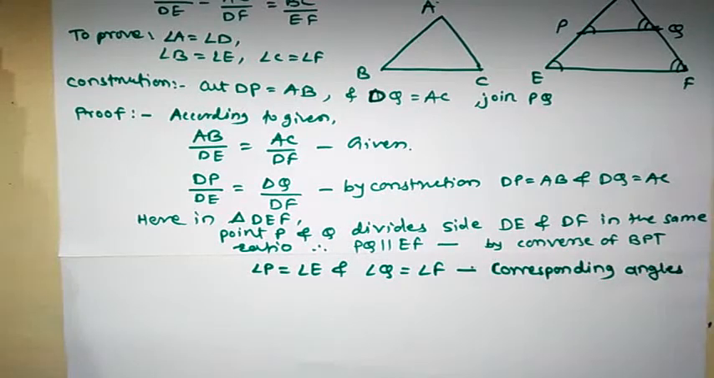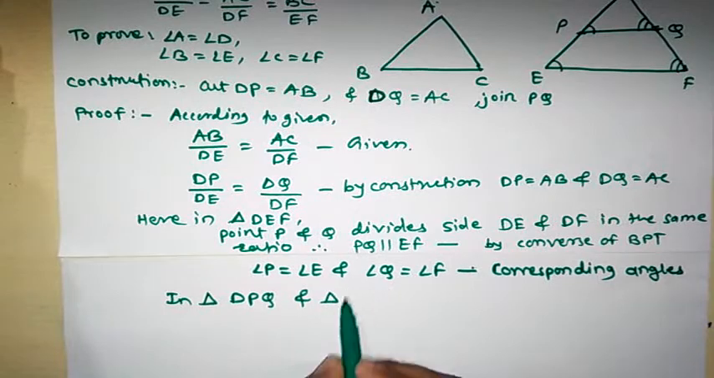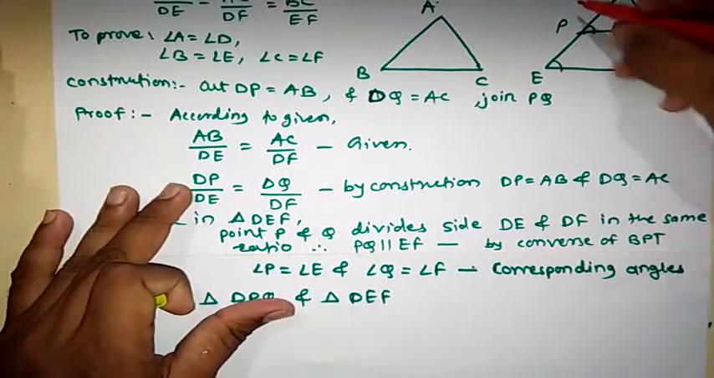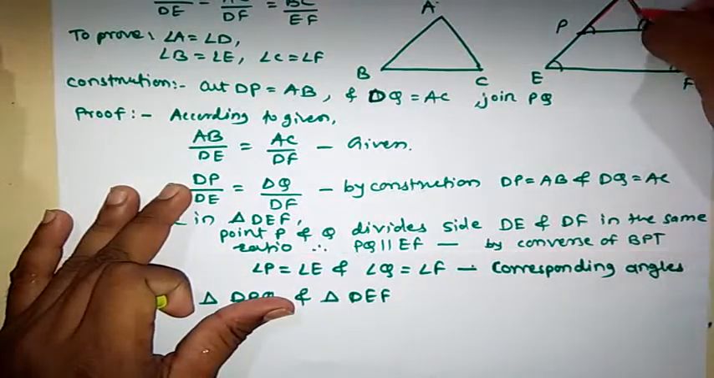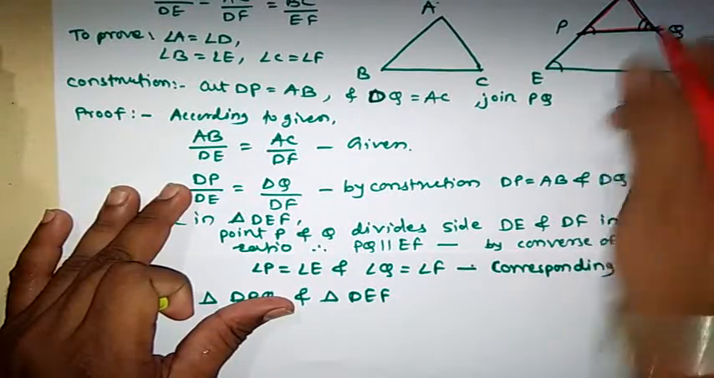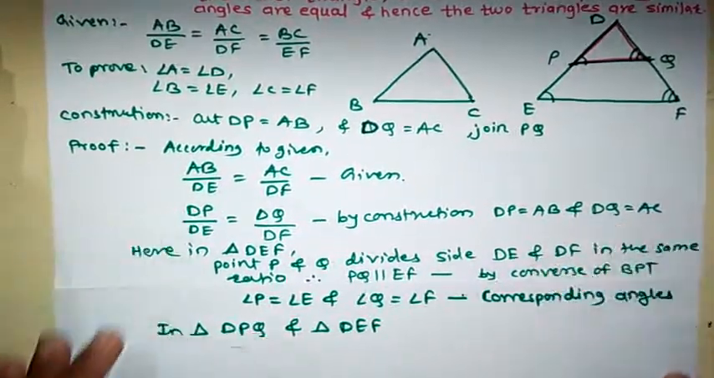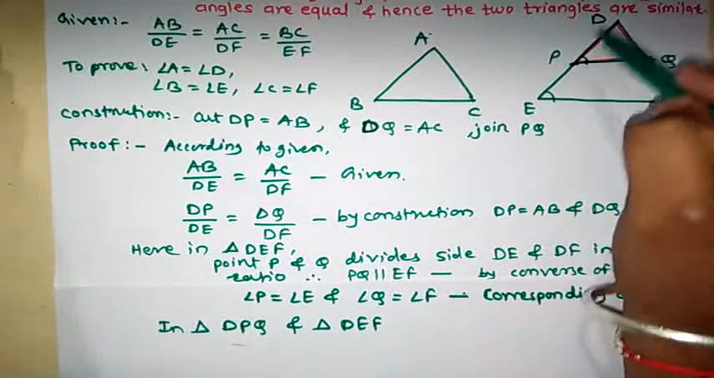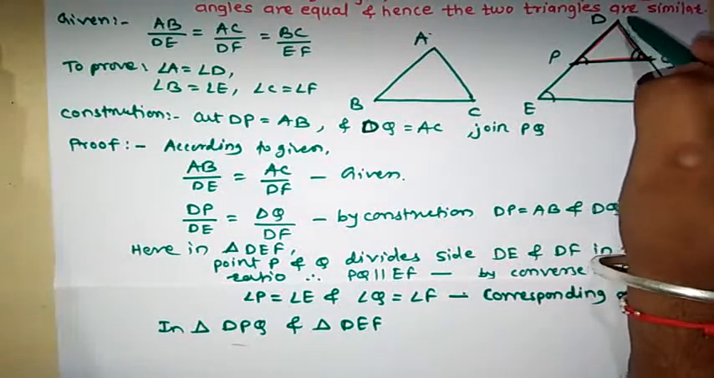Then look in the figure, in triangle DPQ and triangle DEF. ये दोनों triangle में देखो, I will mark it with a red pen. See here, triangle DPQ, I will mark this triangle like this, the red one. ये वाला triangle, in triangle DPQ and triangle DEF. ये दोनों triangle में what is equal here? Check here. In triangle DPQ, ये red वाला triangle, and the bigger triangle, that is triangle DEF.